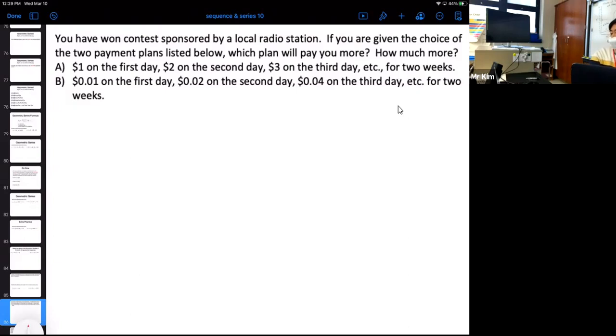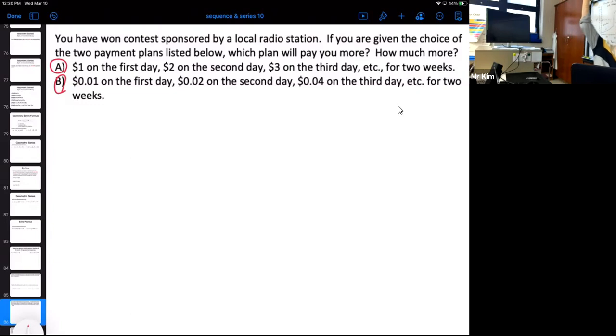So this one has 2 payment plans. Would you like to choose A or B? Obviously, you want to choose the one that gives you a higher return at the end, right? Because we're living in a capitalist world and we want to have as much capital as possible. So plan A: you have $1 on the first day, $2 on the second day, and $3 on the third day. I think you all get the pattern here. For 2 weeks, for 14 days. That's plan A. Plan B, you start with a penny. Then you get 2 pennies on the second day. Then you get 4 pennies. Then you get 8 pennies and so on until the 14 days.